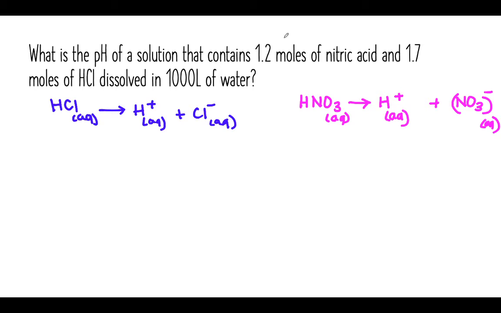All right. Now let's move on to the values that were given in this question. It tells us that there is 1.2 moles of HNO3 used and 1.7 moles of HCl. Again, because of our ratio, because all of this HCl becomes H plus and Cl minus, we know that because there's 1.7 moles of HCl, there will be 1.7 moles of H plus. Similarly, because we know that there's 1.2 moles of HNO3, there will be 1.2 moles of H plus.